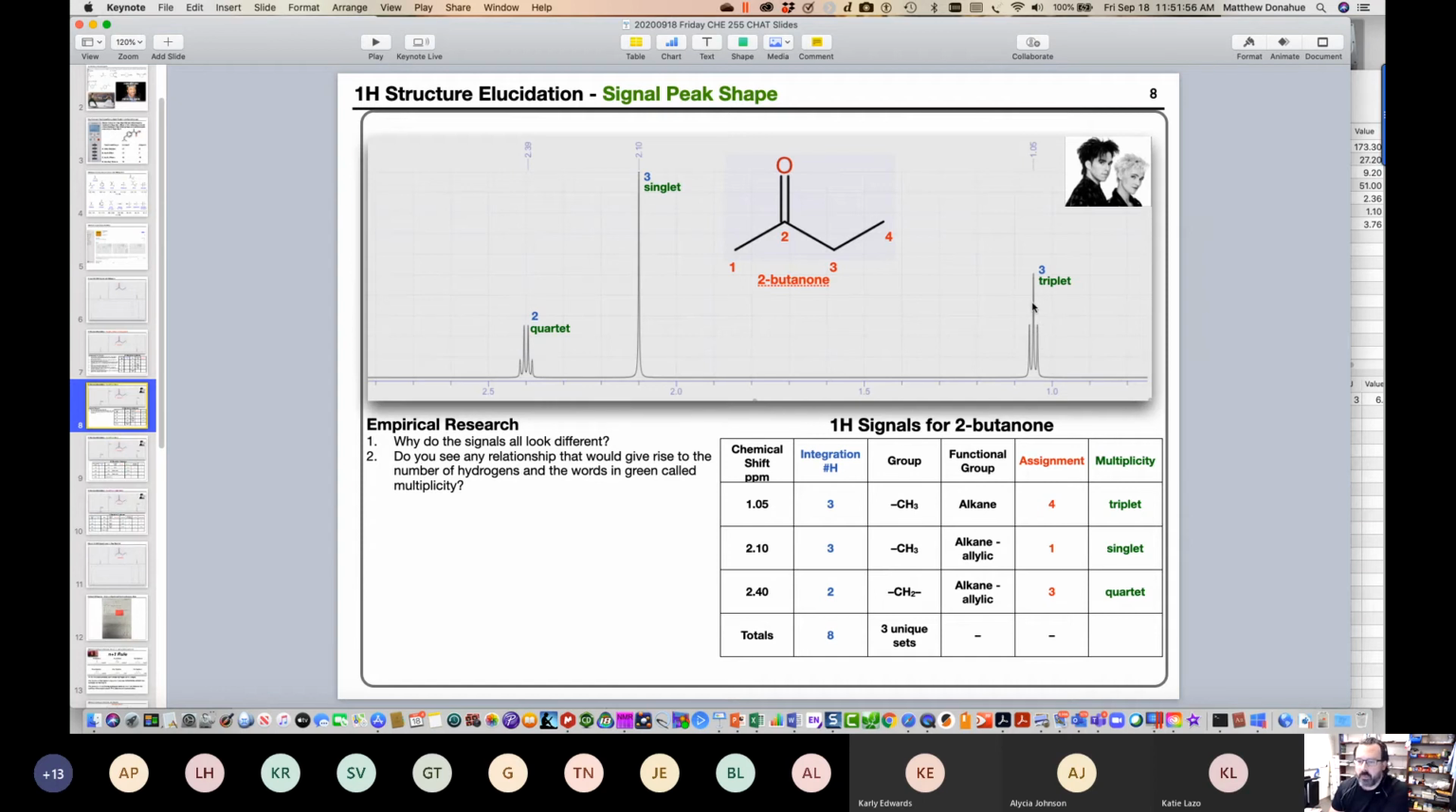I've counted that for this unique set, the signal has 1, 2, 3 different heights attached to it, right? So 1, 2, 3, I call that a triplet. The next peak at 2.10, I'm calling a singlet because there's only a single peak associated with it. Then the final peak at 2.4, I'm calling a quartet because I count 1, 2, 3, 4, a quartet. So those are some new words, multiplicity.